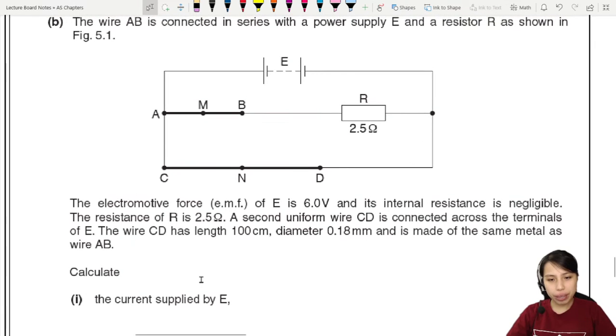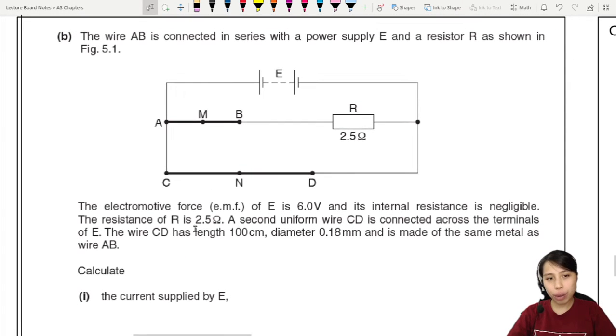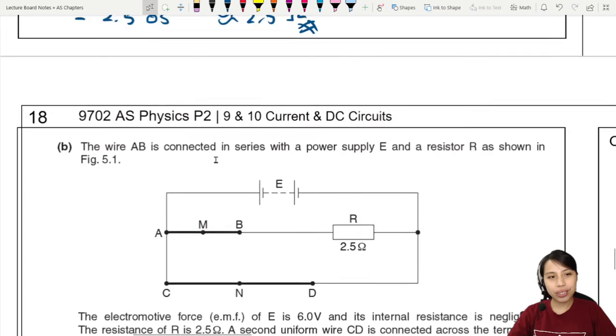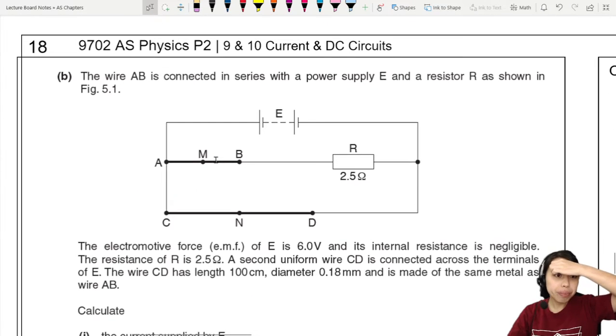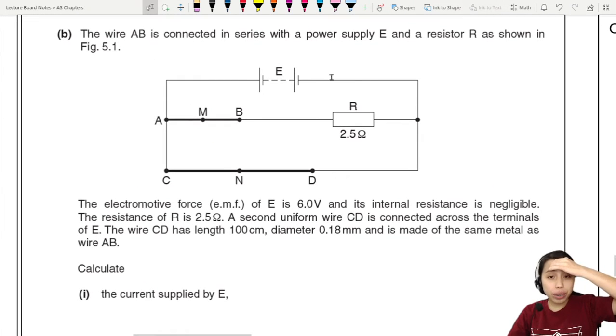This is where it gets a little bit strange because you are now putting the wire AB in a circuit. The wire AB was this one, right? Resistance was 2.5. This wire is connected in series with a power supply and a resistor. EMF is 6 volts and its internal resistance is negligible. Thankfully. The resistance of R is 2.5, and another uniform wire is connected across. CD is 100, diameter 0.18, same metal as AB.